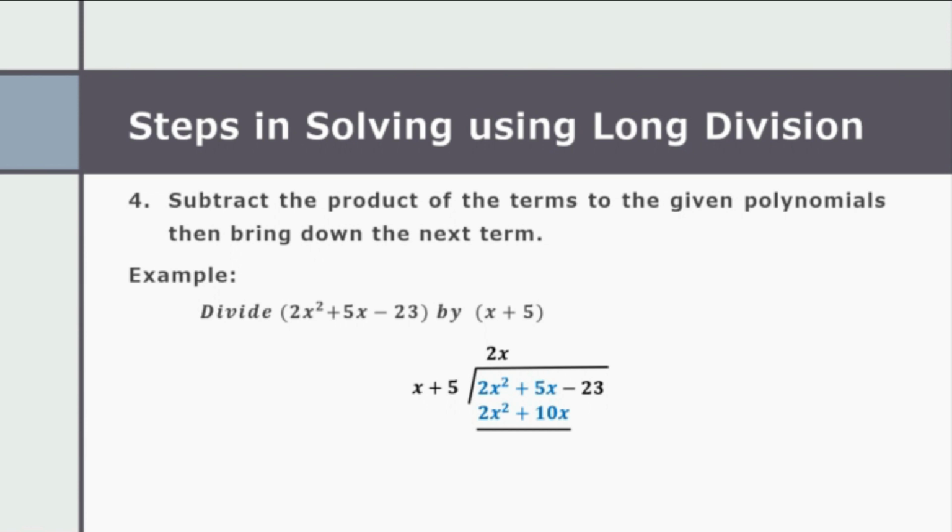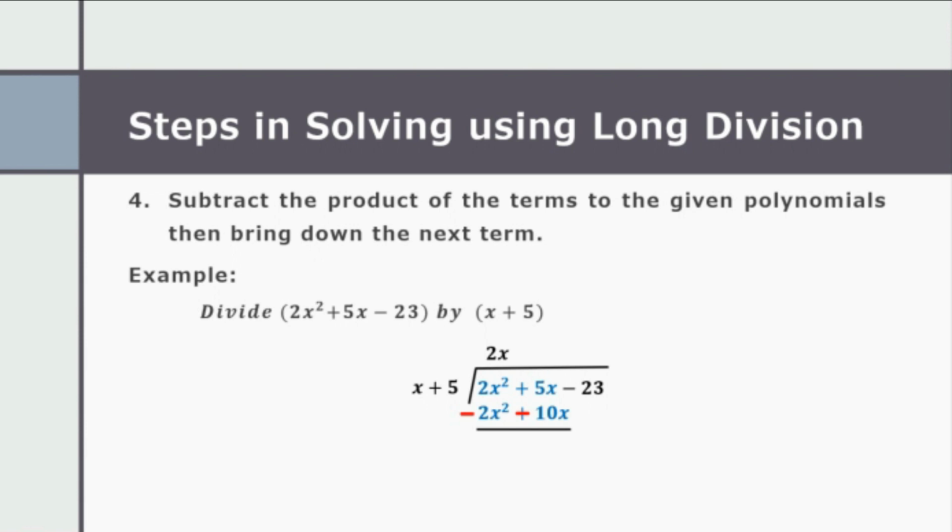Subtracting the product of the terms to the given polynomials will lead us in changing the sign of the product of the terms. From positive 2x squared, it will become negative 2x squared. Then from positive 10x, it will become negative 10x. Positive 5x minus 10x will give us negative 5x.